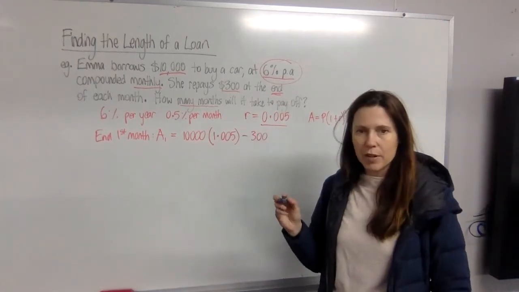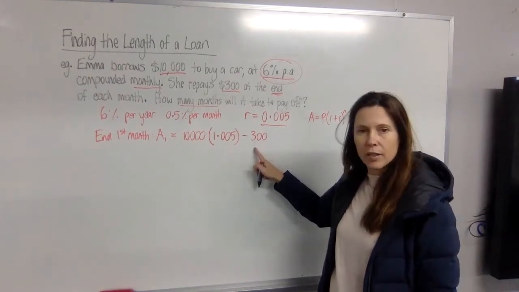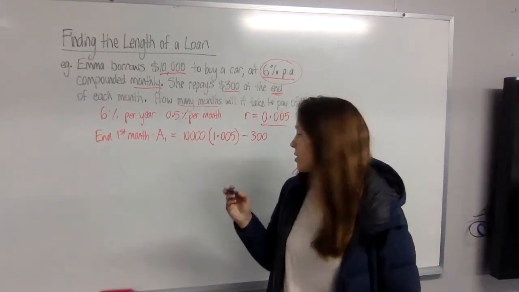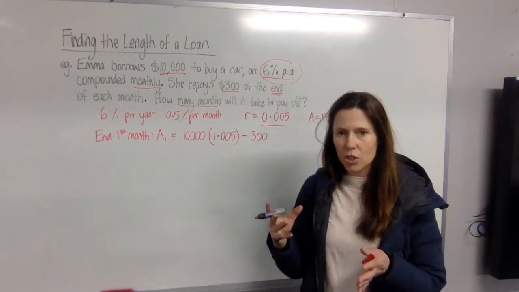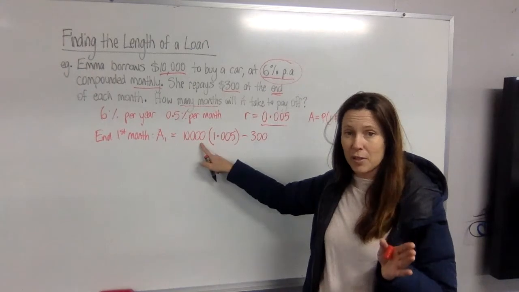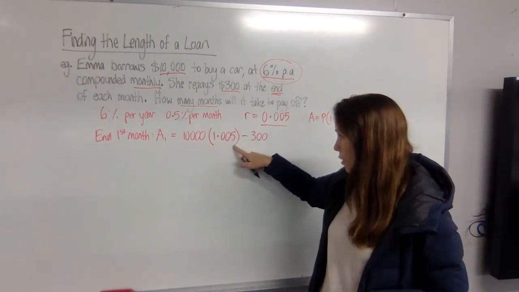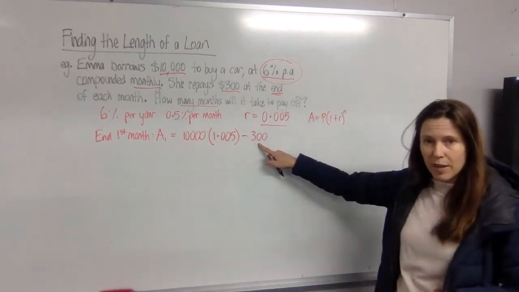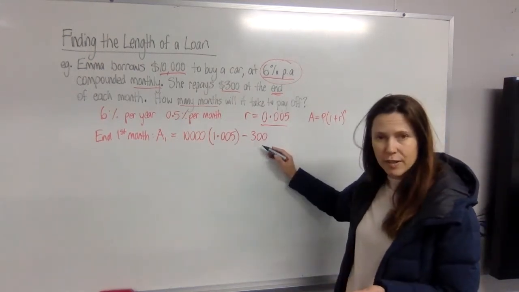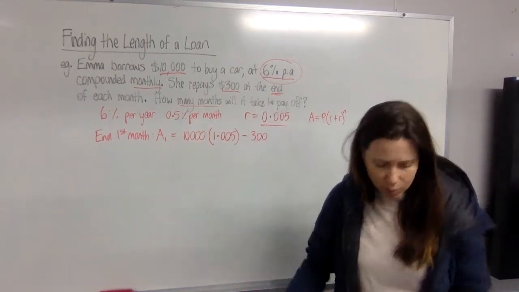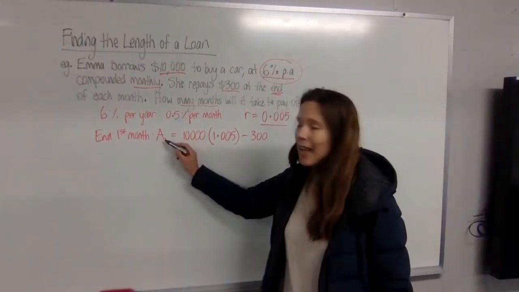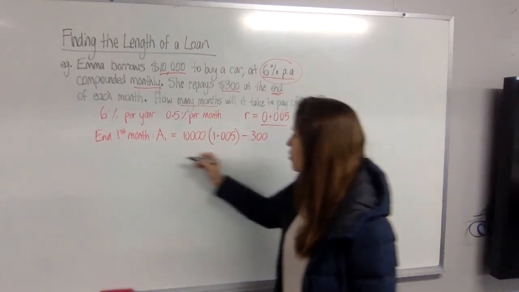Because picture what would happen if she made her repayment first, then you'd only be charging her interest on $9,700. And the bank wants to charge her interest on the whole $10,000 that she's borrowed for this whole month so far. So they charge the interest first, and then she makes the repayment. That's how it works. Now, I could put this in my calculator and figure out what it is, but I don't want to do that, because I want to come up with a pattern for A_N. So I'm going to leave it in this form.